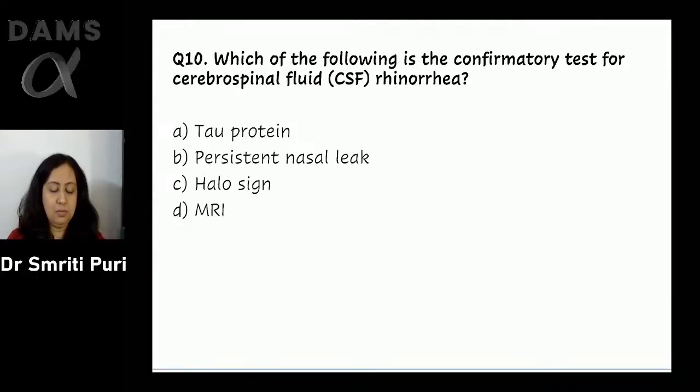Coming to question number 10. Which of the following is the confirmatory test for cerebrospinal fluid or CSF rhinorrhea? Your options are A. Tau protein, B. Persistent nasal leak, C. Halo sign, D. MRI. Please answer this question. It is asking you the confirmatory test. Please pay attention. Confirmatory test.